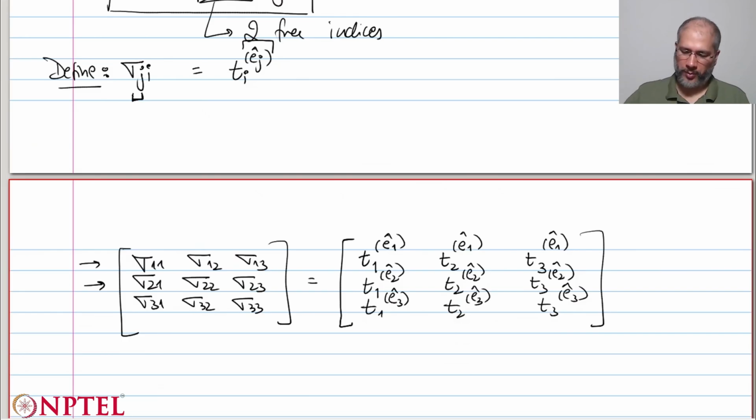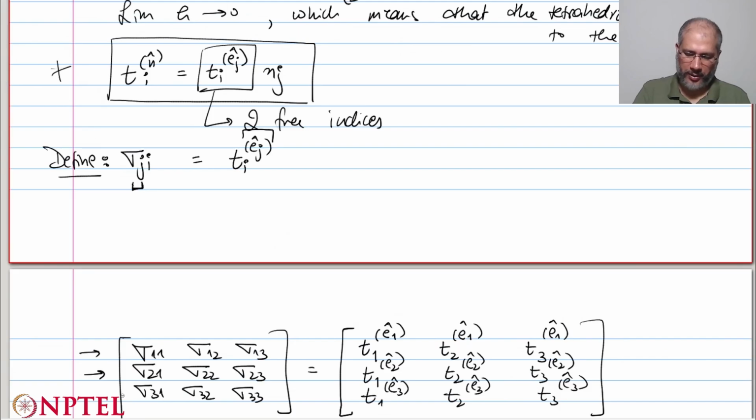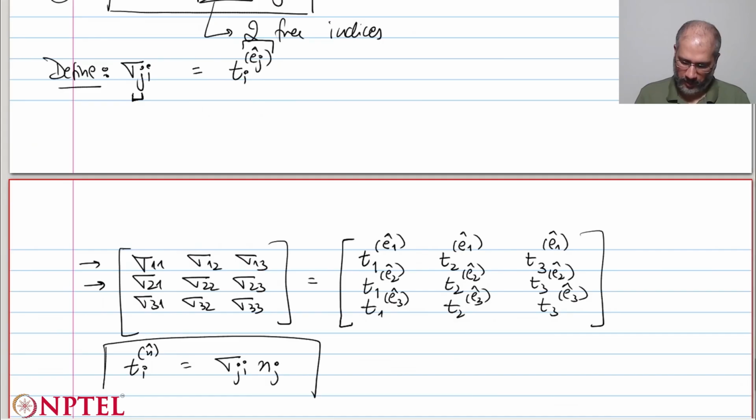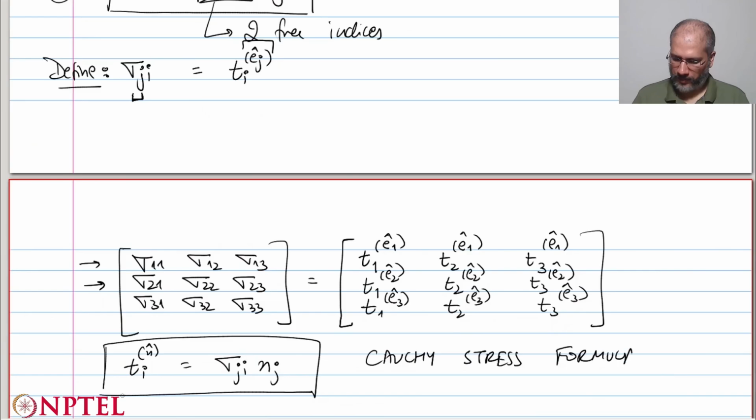So with this definition of sigma, I can write this relationship that we had here using sigma on the right. So this becomes T_i (n hat) is sigma_ji n_j. I'll box it because this is the Cauchy stress formula. So this is the Cauchy stress formula we've been waiting for in this lecture.